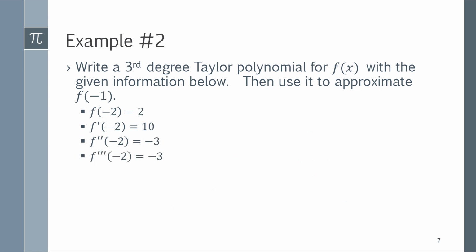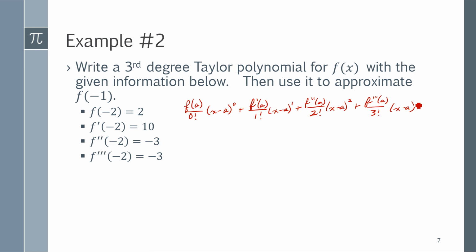Second example, same idea here. I'm being asked to write a third degree Taylor polynomial and then use it to approximate f of negative 1. So if I just write out how I generate it, so a bunch of zeros, then f prime of a over 1 factorial times x minus a to the first, plus f double prime of a over 2 factorial times x minus a to the second, plus f triple prime of a over 3 factorial times x minus a to the third.